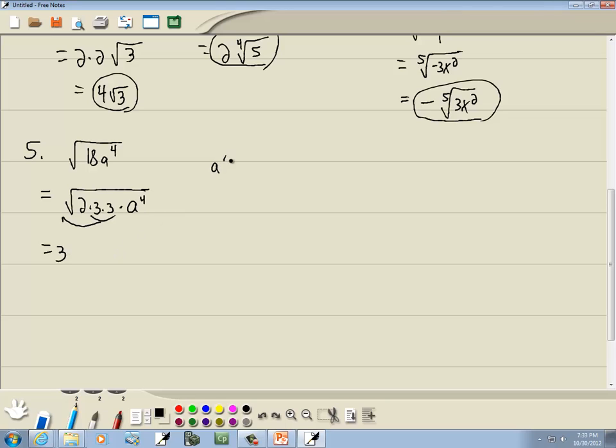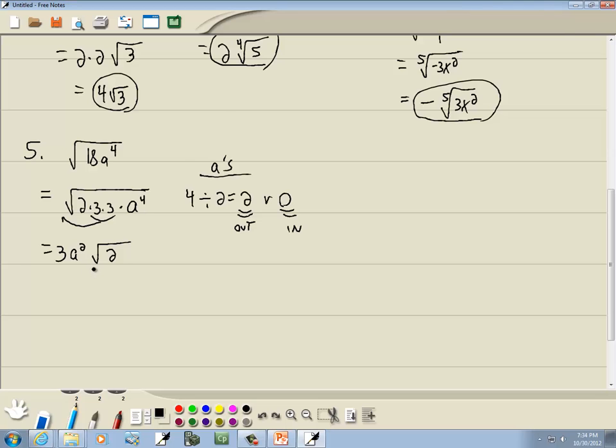Okay, now the a's. What you do is you take your power, which is 4, and divide by your index. The index is this number in the slot, and if it's a square root, it's by default 2. So 4 divided by 2 is 2 with a remainder of 0. This is old style division. This first part tells us how many a's come out, and this tells us how many a's stay in. So we're going to have 2 a's come out and 0 a's stay inside. The 3's are gone, the a's are all gone, so we have just a 2 in here.